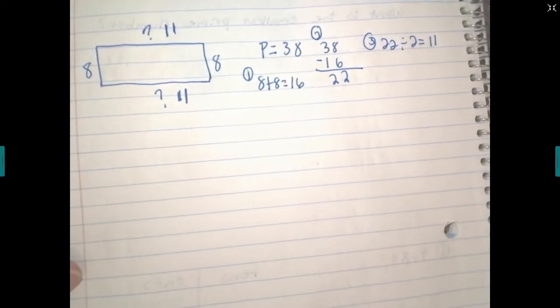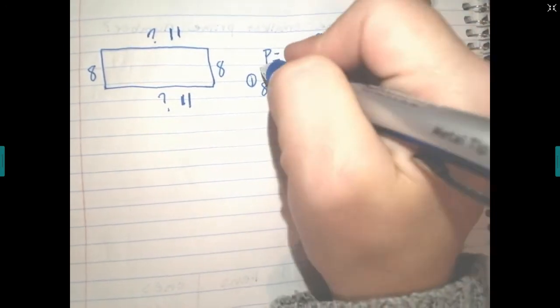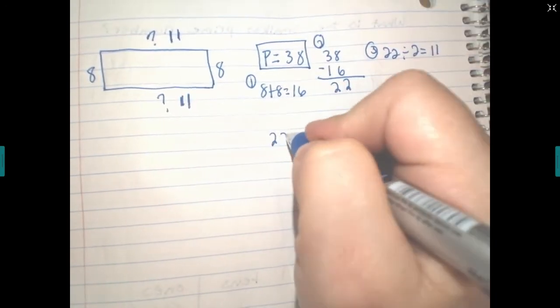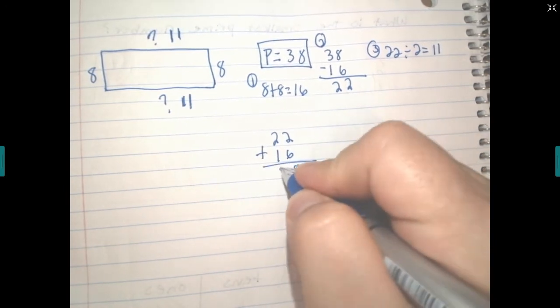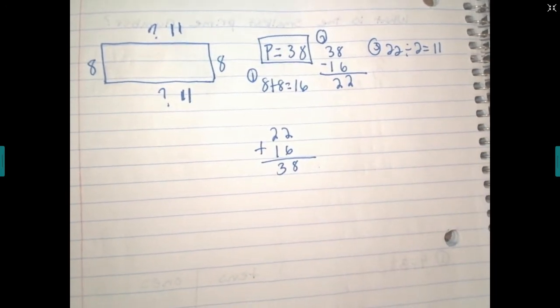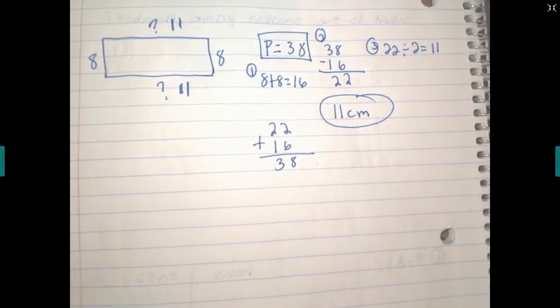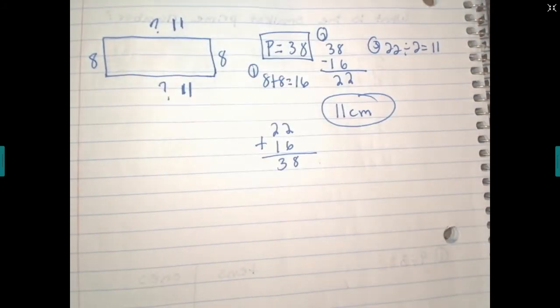To check your answers, if I add up all 4 sides, I should get 38, which was our total perimeter. So 11 plus 11 is 22. 8 plus 8 is 16. Add those together, I do get 38. So 11 is the correct answer, and it is 11 centimeters. Remember, when you're finding the missing side, it's 3 steps. Add, subtract, divide by 2.